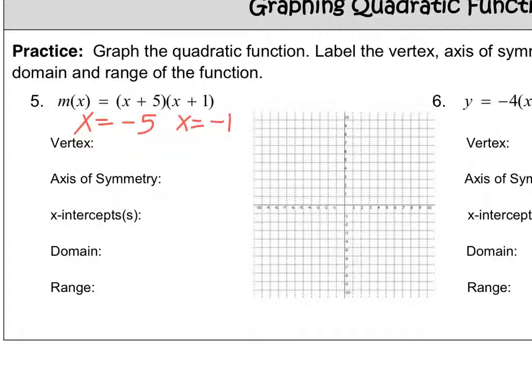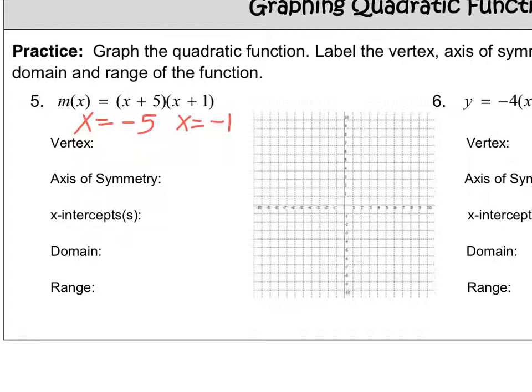Now there's a caveat to this. If it had been like 3x plus 5 or 2x plus 1, then that doesn't work exactly that way. But if you just have a plain old x plus a number or minus a number, then this is a quick, dirty way to get your intercepts or to get your solutions.